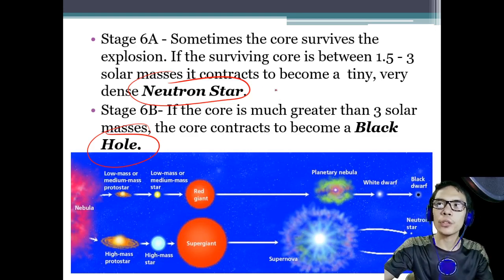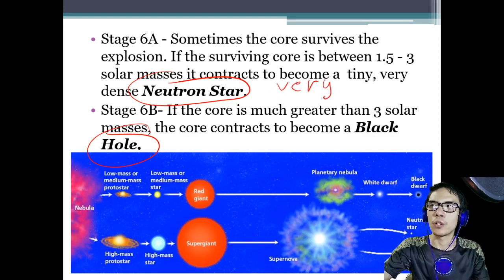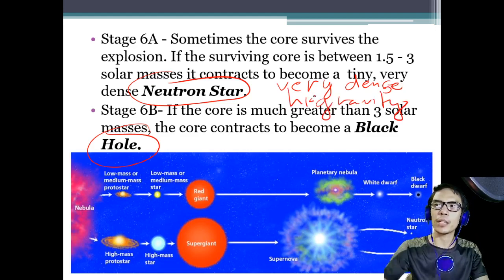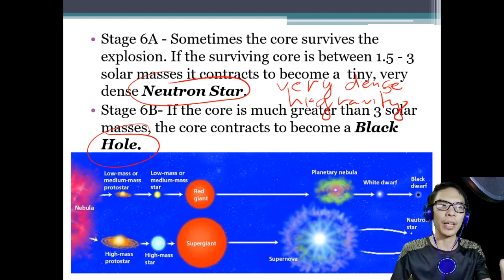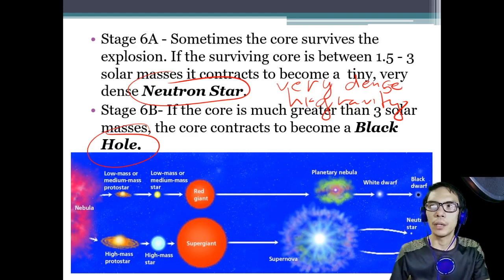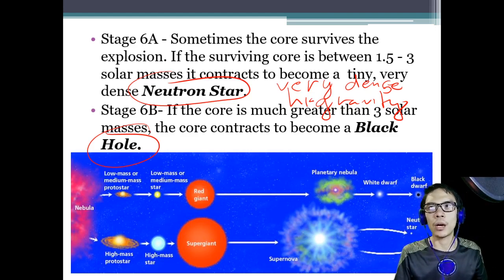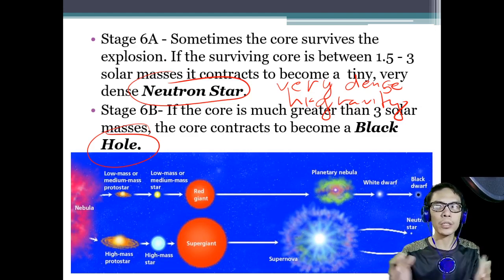But compared to Earth, a neutron star is very dense, meaning it is very compact. So it creates this high gravity environment because it is very dense. So the stars that undergo supernova will become a neutron star, and it will remain a neutron star for the next billion years.